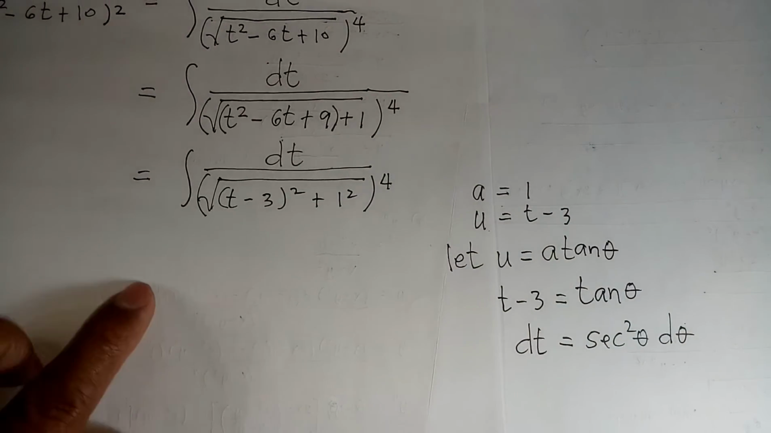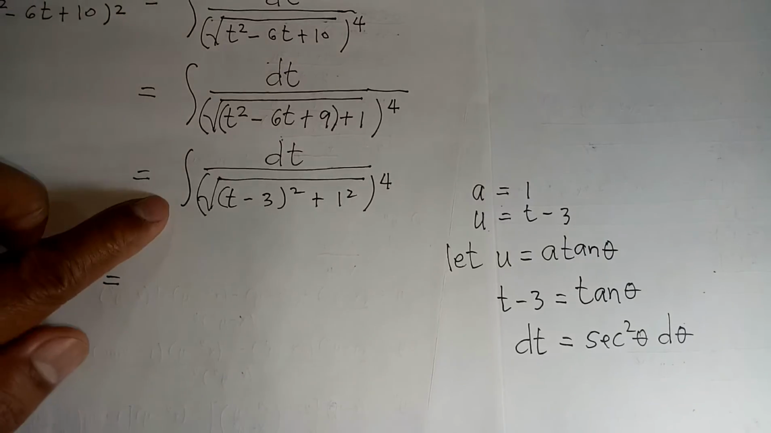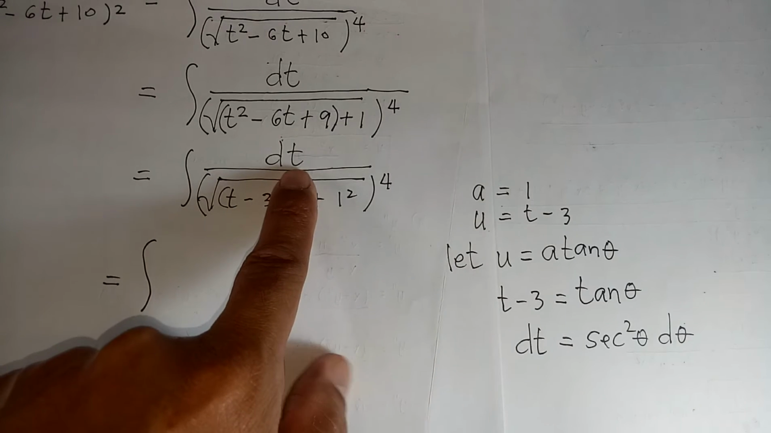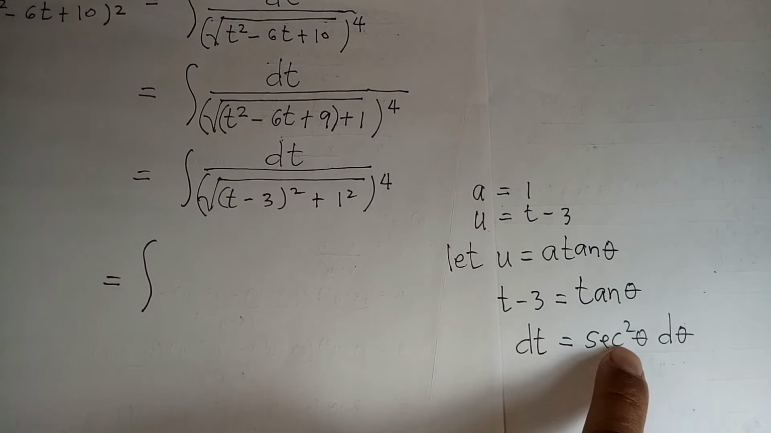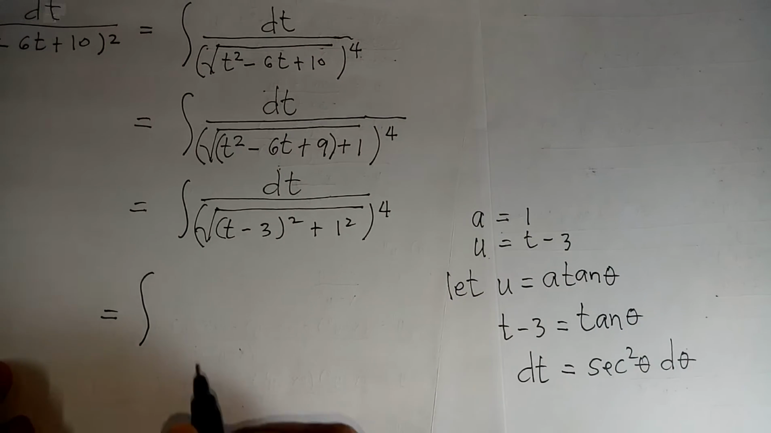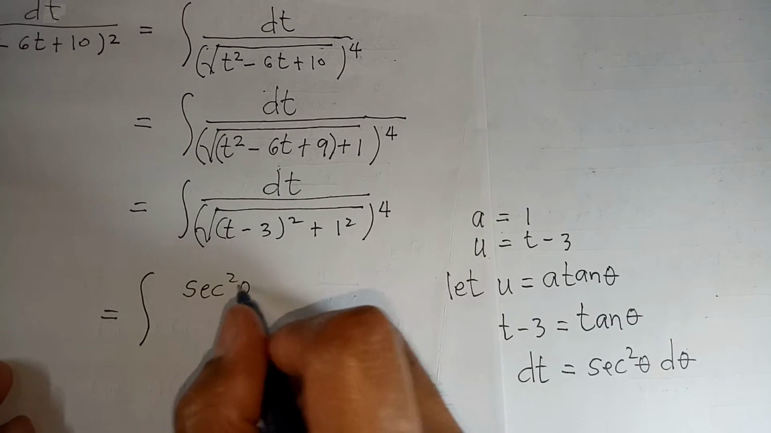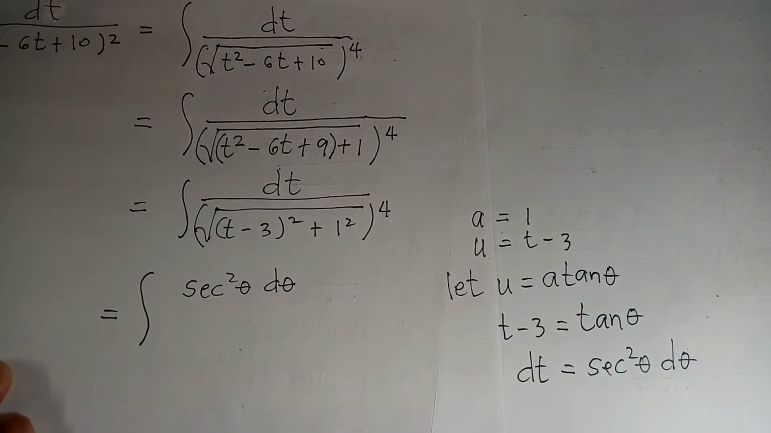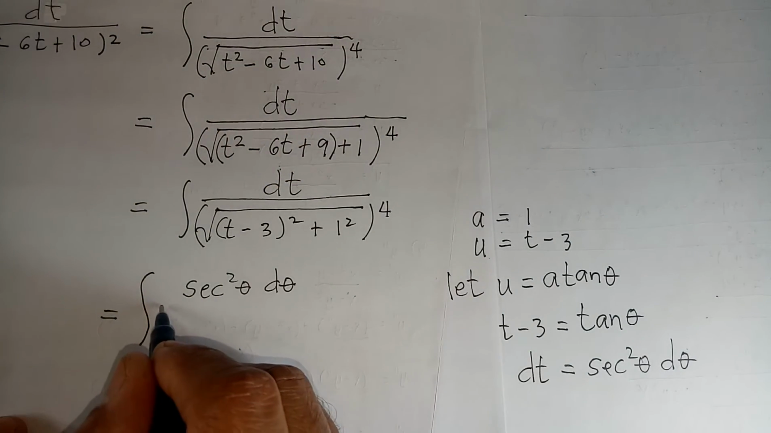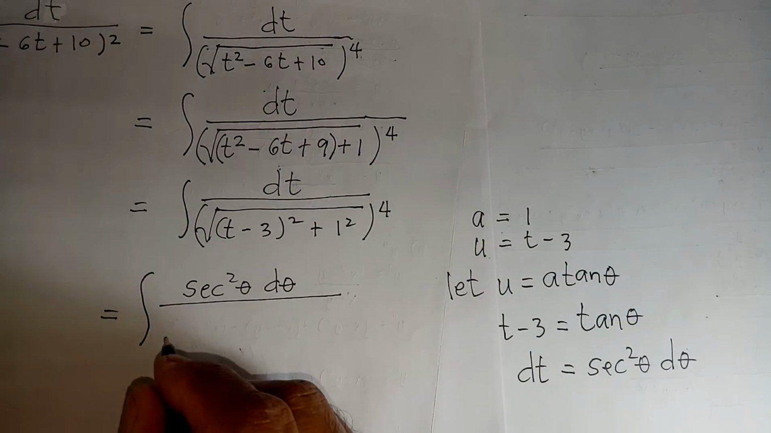Okay. So, magsasubstitution na tayo ngayon. So, meron tayong integral sign. So, let's copy the integral sign. So, ito siya. And then dt. So, dt equals secant squared theta d theta. So, yung dt, papalitan natin ng secant squared theta d theta. Tapos meron tayong division line, no? Tapos meron tayong square root.